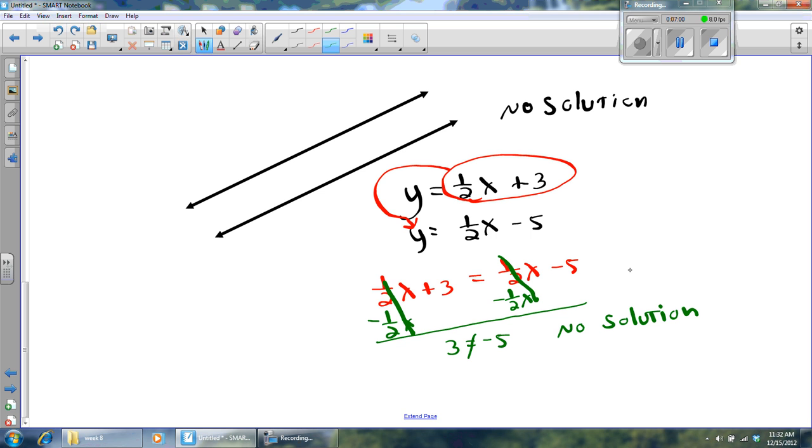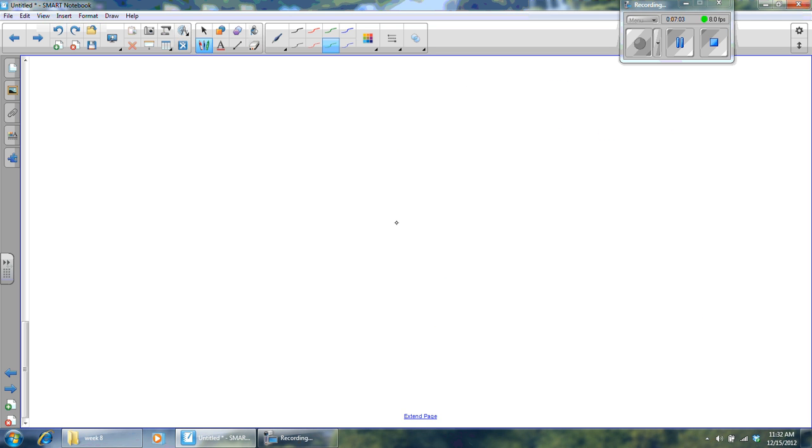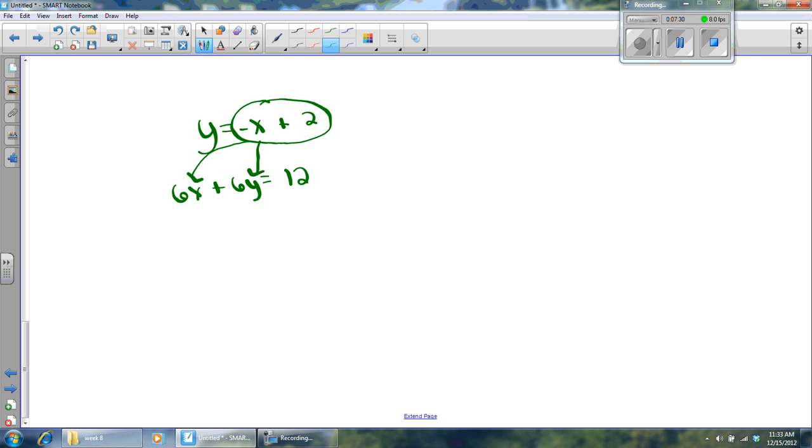Yes. You'd have to be dealing with the same line twice, and you wouldn't know it was the same line. For example, if you had y equals -x plus 2, and your other equation was, say, 6x plus 6y equals 12. Okay? Well, again, y is solved for, so I'm going to take this, and I'm going to plug it in here. Excuse me. Not here. So, we get 6x plus 6 times the quantity of -x plus 2 equals 12. And I'm going to get 6x minus 6x plus 12.